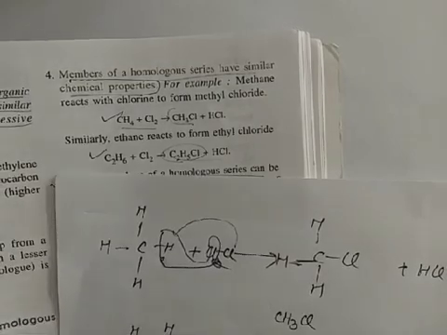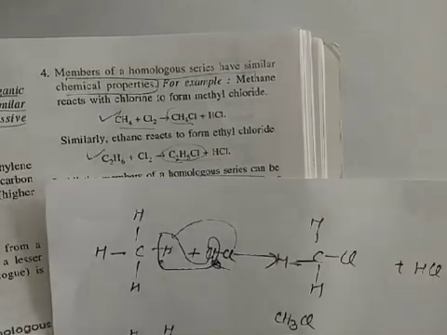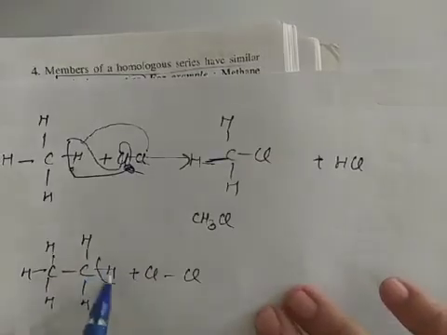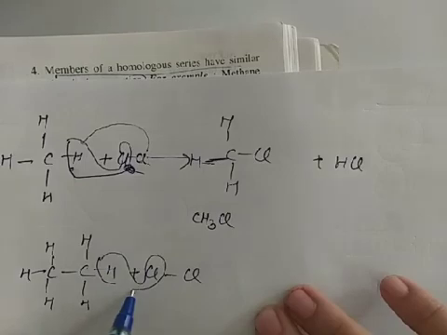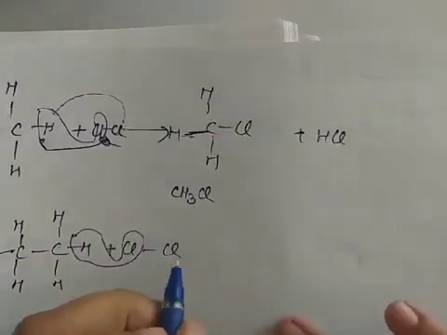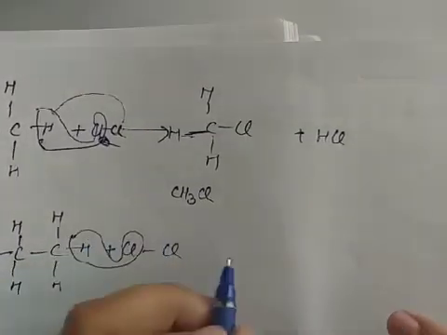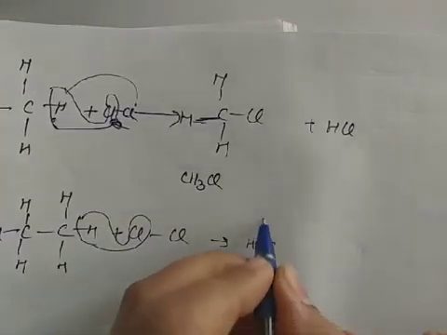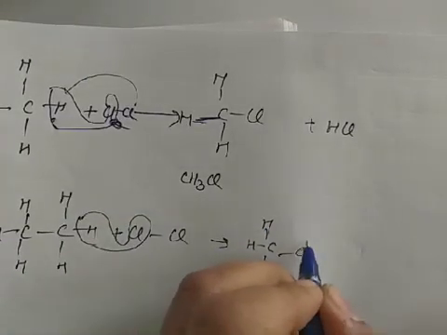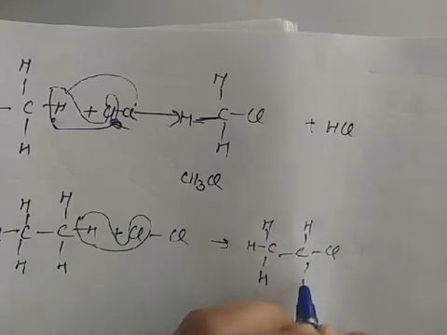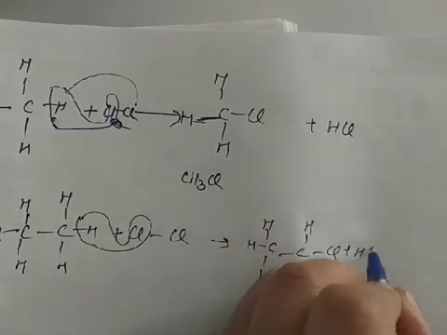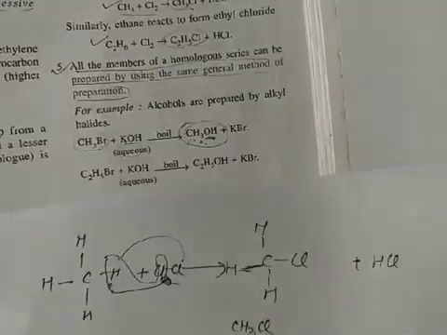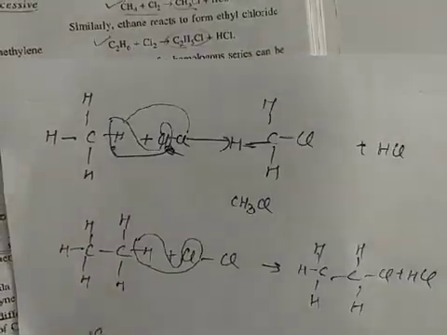C2H6 plus Cl2. Again, any one of the hydrogens will react with this chlorine and form a bond. Correct? The rest of the second chlorine will attack the carbon. What will become? C2H5Cl, and HCl will be released. Correct? Now next is CH3 plus Br.